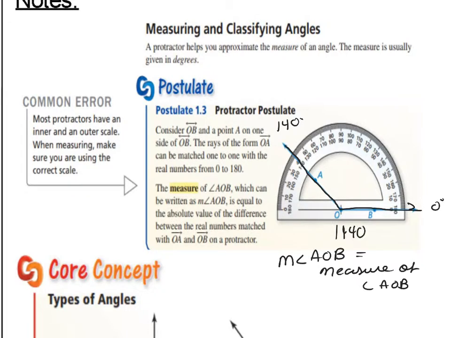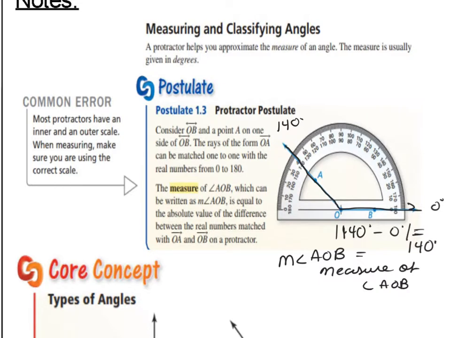140 minus 0, and you get 140. That's what I was doing in the beginning with that bell work. I was finding the differences and using that protractor postulate combined with the angle addition postulate, and I got the measure of the angles, which we'll see here in a minute. Does all this make sense?